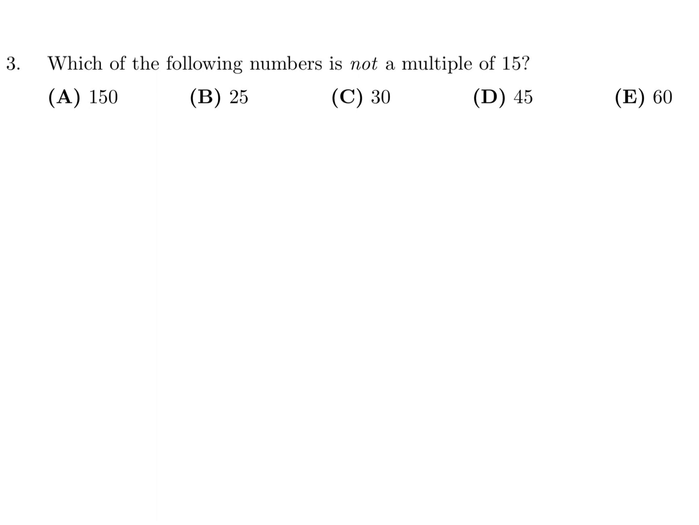Which of the following numbers is not a multiple of 15? Okay, well, when I look at this, this is obviously 15 times 10. This is 15 times 2. This is 15 times 3. And I believe that is 15 times 4. So this is not a multiple of 15, and therefore number 3 is B.